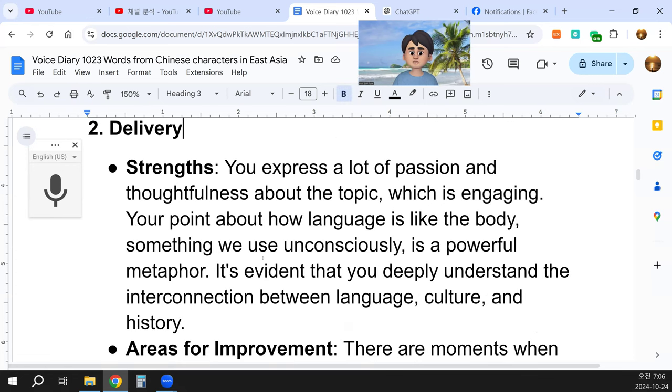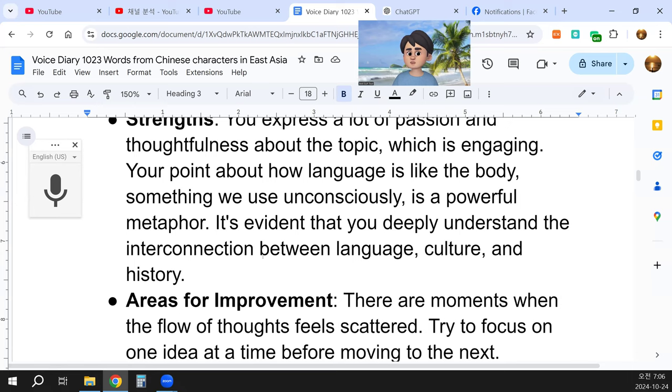Delivery, strengths. You express a lot of passion and thoughtfulness about the topic, which is engaging. Your point about how language is like the body, something we use unconsciously, is a powerful metaphor. It's evident that you deeply understand the interconnection between language, culture, and history.